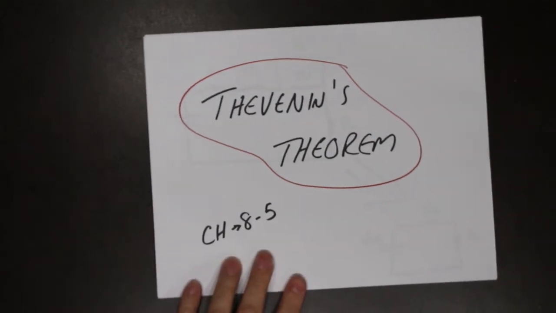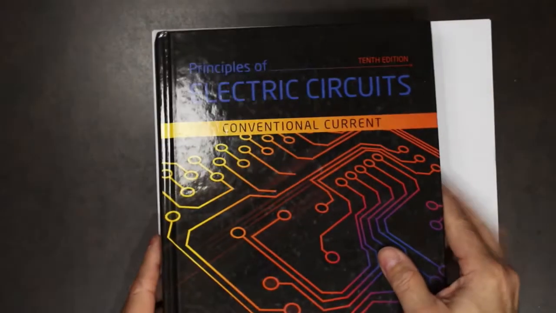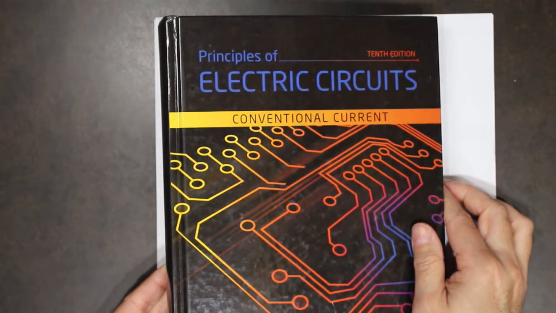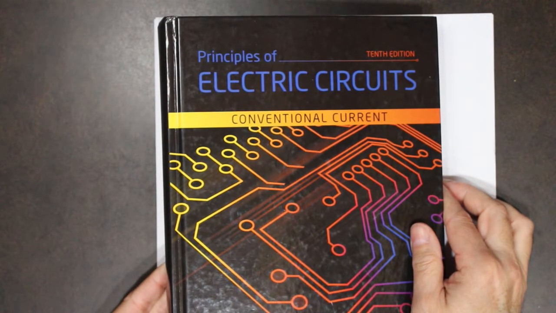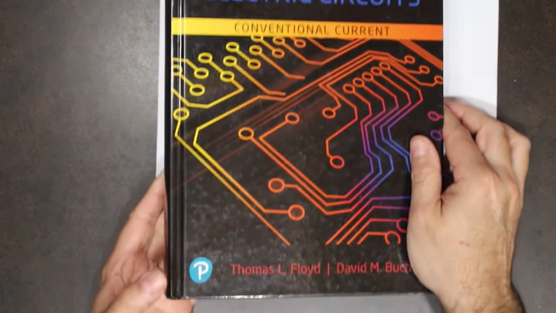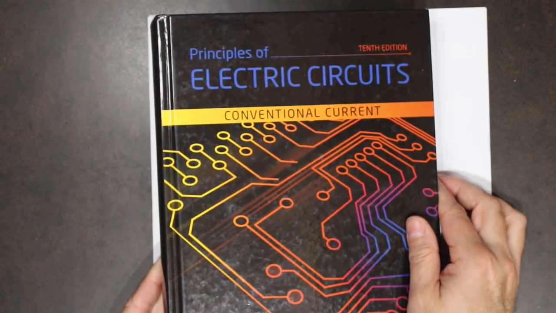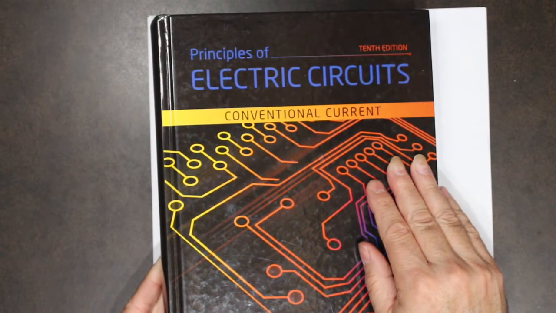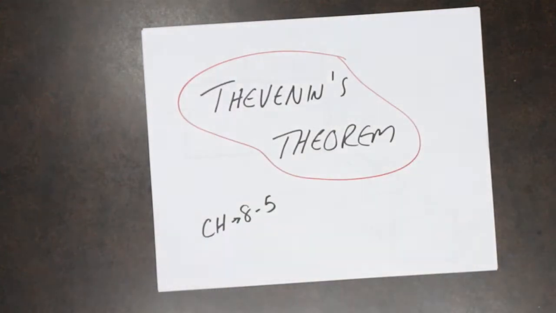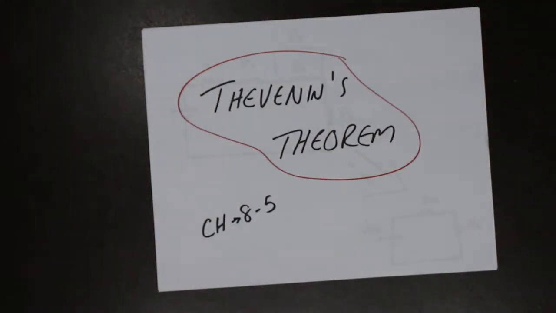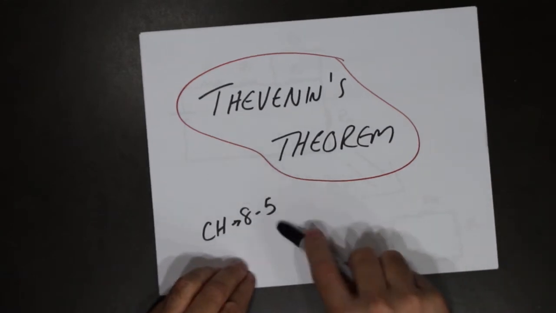Information on Thevenin's theorem and the procedures can be found in our textbook, chapter 8-5 of Principles of Electric Circuits, Buchla and Floyd, and we are using the 10th edition. So if you are looking for some further information, you can find it in the textbook. So, Thevenin's theorem.